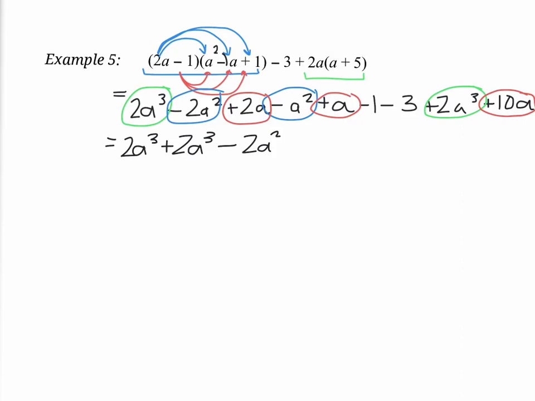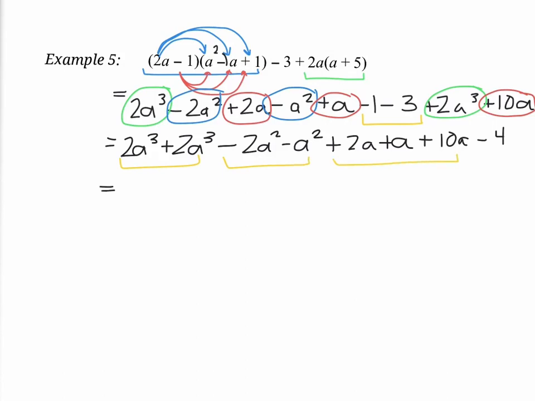Negative 2a squared minus a squared. Then I'm going to do the red ones, plus 2a plus a plus 10a. And then we've got our lovely negative 1 minus 3. Those ones are already beside each other, so I'm just going to add them right away. Negative 1 minus 3 is going to be minus 4. All right, let's do this. Add the cubes, add the squareds, add the a's, and we're done.